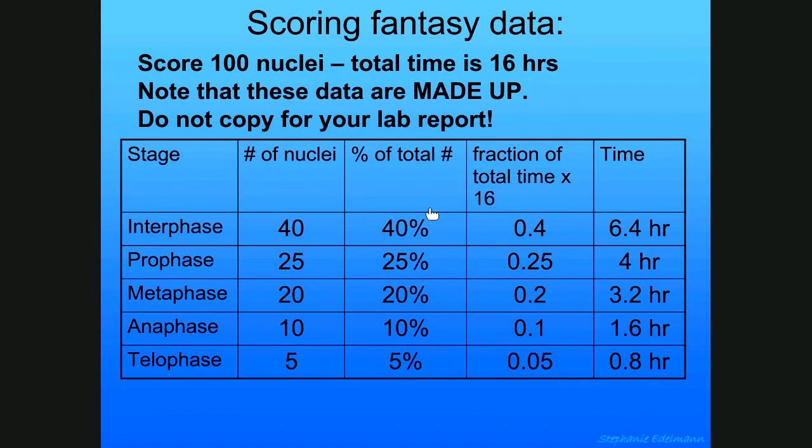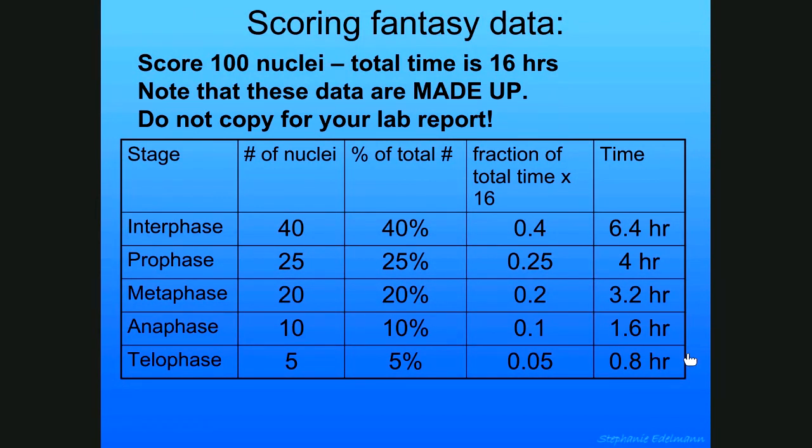Now, since this is a snapshot in time, as we've determined earlier, each percentage is the fraction of the time spent in that phase. So if the total time is 16 hours, you multiply: 40% becomes 0.4, and 0.4 times 16 gives you 6.4 hours. Or 0.25 times 16 gives you 4 hours, and you just do that. And so you're going to do exactly that with those nuclei, right?